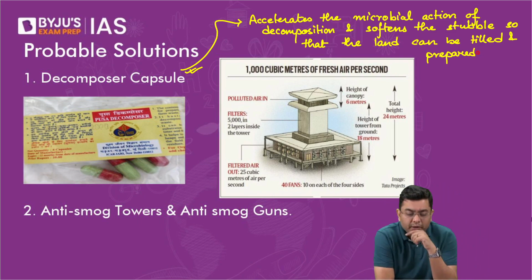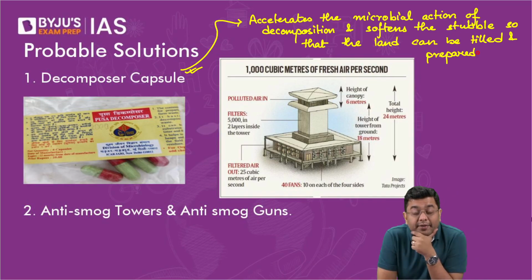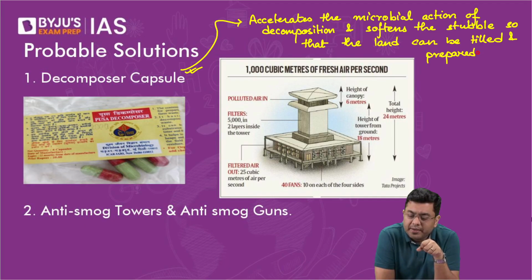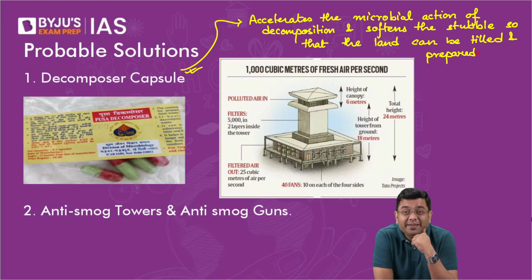Right. So that is basically the case of the PUSA decomposer capsule. Now here, this has an application which, implemented on a large scale, can be beneficial. Then you have anti-smog towers and anti-smog guns.